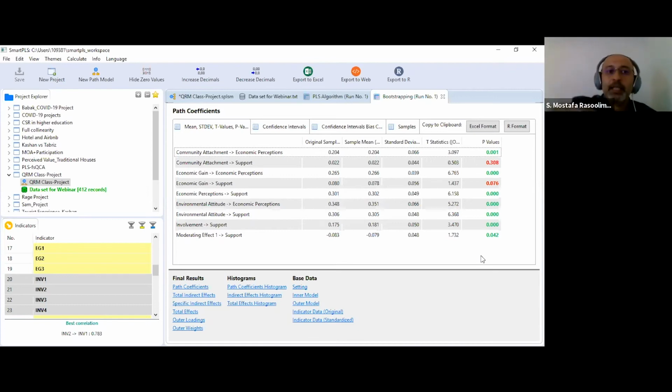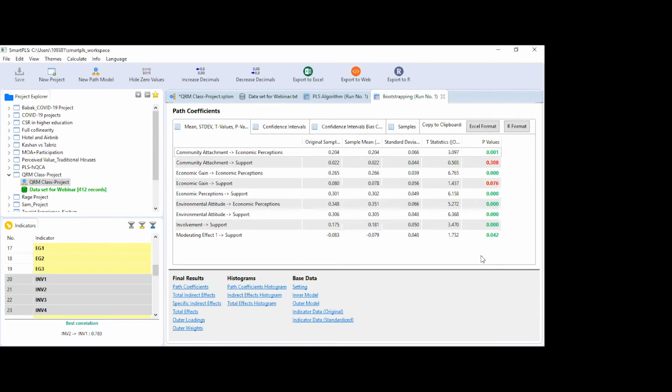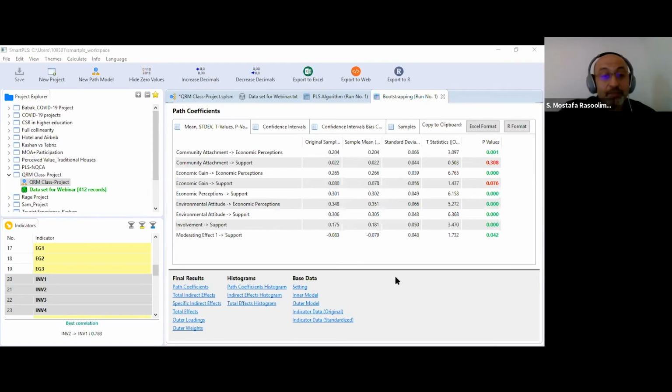But still, I believe that we cannot support this hypothesis. Why? Because the coefficient is negative. Exactly, well done.